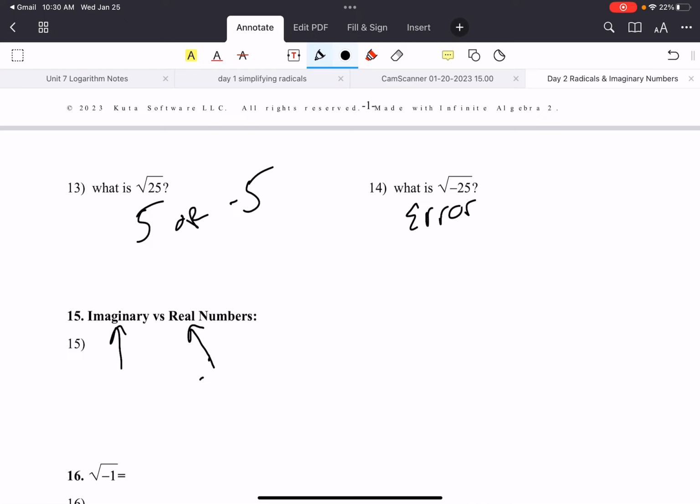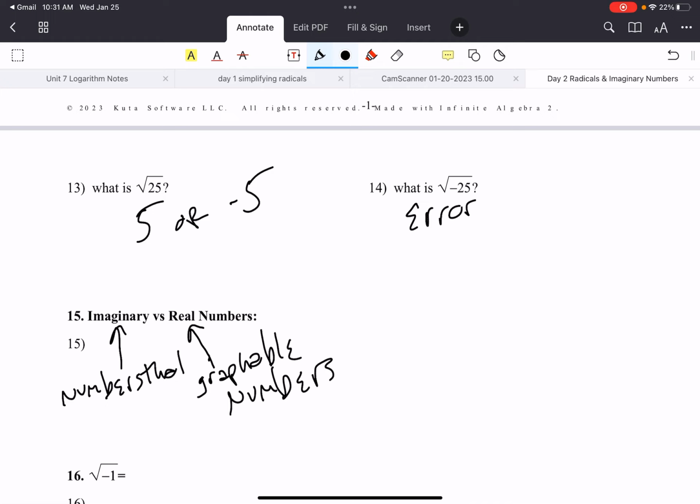Real numbers are numbers that can be graphed. Graphable numbers. Imaginary numbers are numbers that can't be graphed. They're numbers, but I couldn't graph them on an XY coordinate plane.